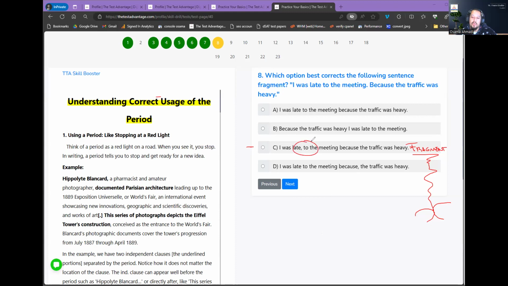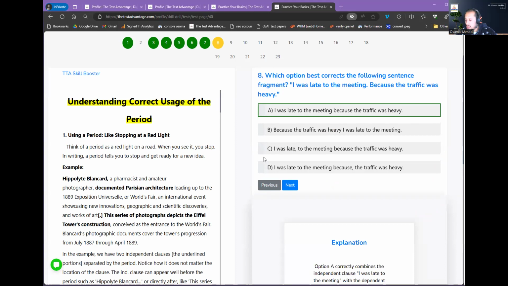Because it's a fragment. What kind of fragment? Comma, preposition. Keep that in mind. Let's continue working. So the answer is A, because a preposition doesn't take a comma, by the way. Keep that in mind. And number 9.